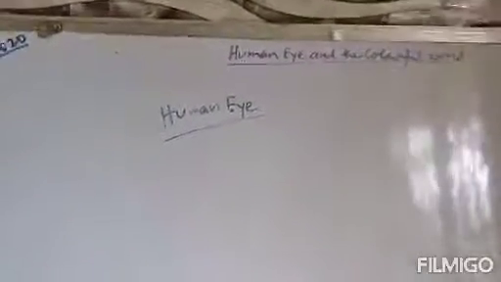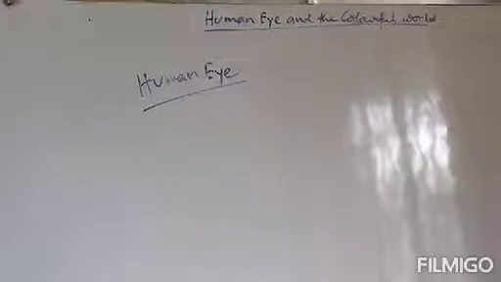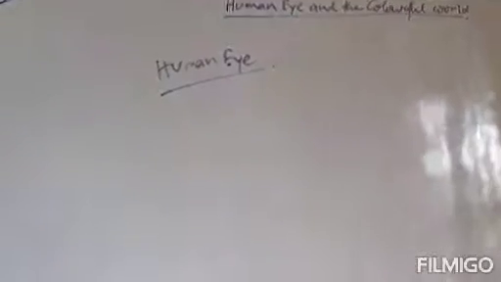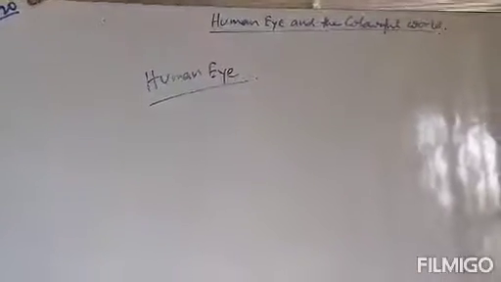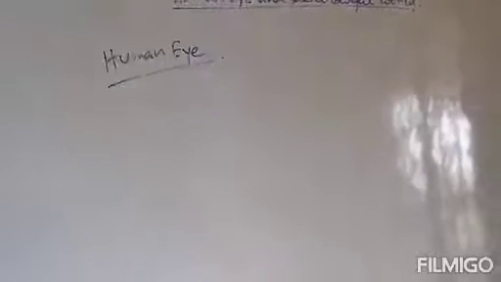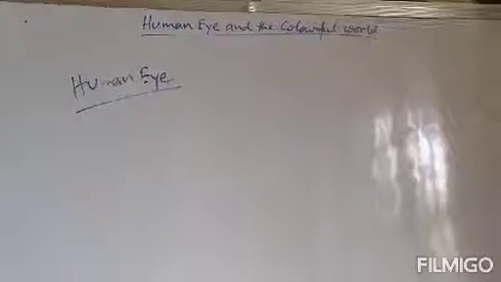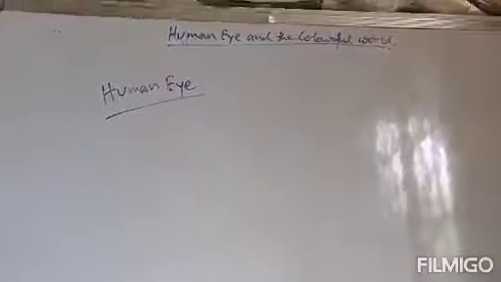Good afternoon, students. Today our discussion topic is the human eye and the colorful world. In this session we will mainly discuss what the human eye is, its structure, how it looks, and its various parts and their functions. Three to four topics will be covered. So let's start with the human eye.